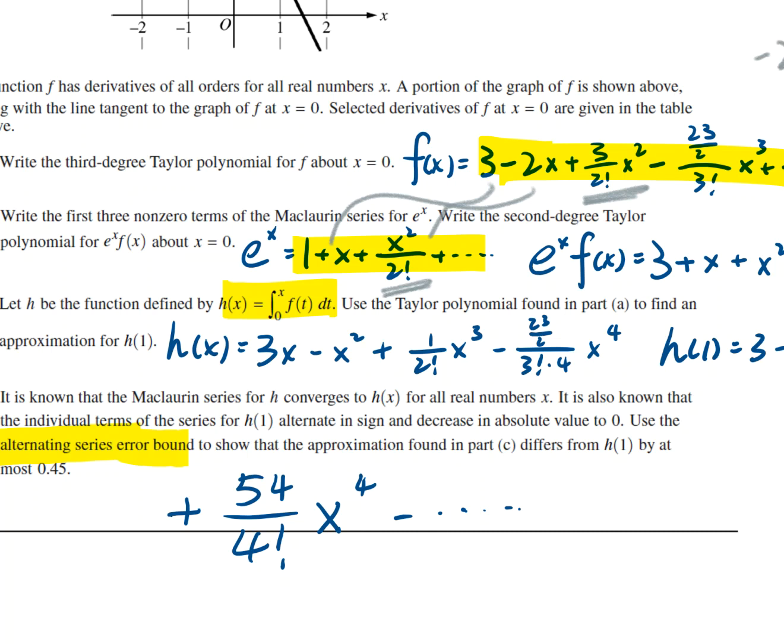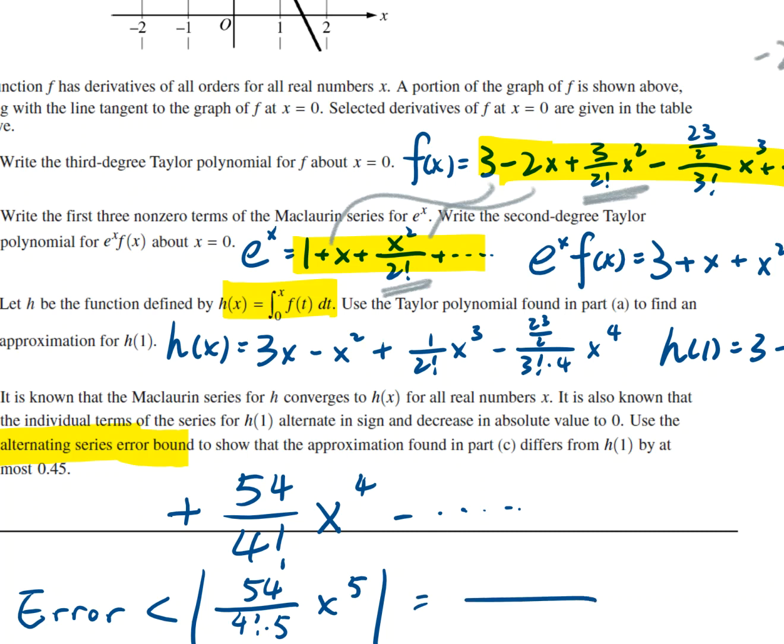But keep in mind h is actually the integration of f of x, so we need to integrate this also. In order to do that, we get 54 x to the 5th over 4 factorial times 5. If we take the absolute value of it, this will be bigger than the error. If we do it out and plug in x equals 1, this thing becomes 54 over 120, which equals 0.45.